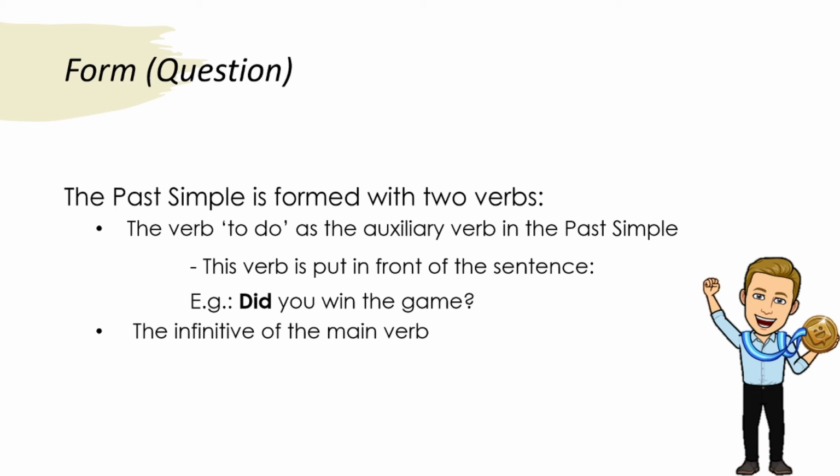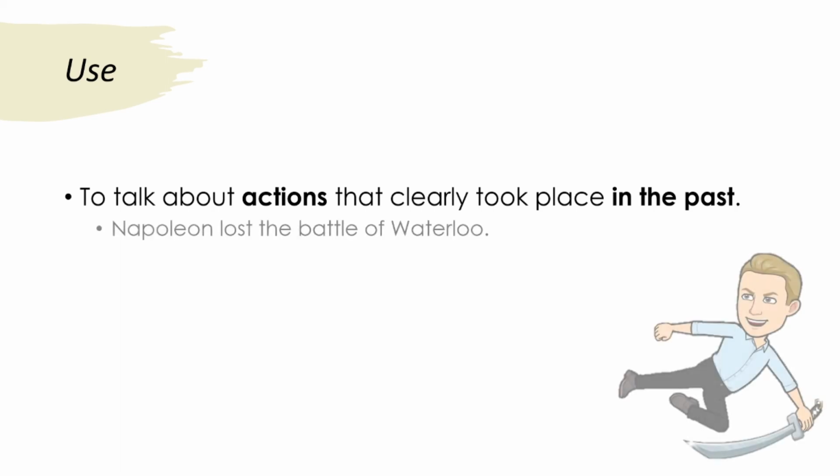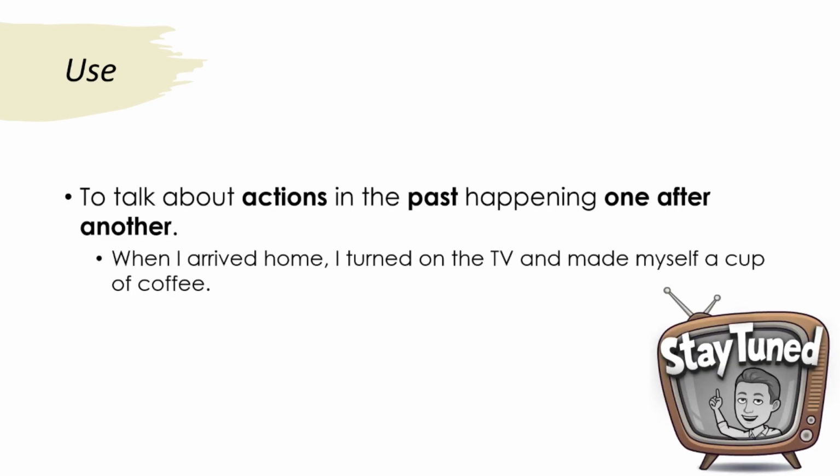Now that we understand how to form a past simple, it is also important to know when to use it. And we have three reasons for this. To talk about actions that clearly took place in the past. Napoleon lost the Battle of Waterloo. To talk about actions in the past happening one after another. When I arrived home, I turned on the TV and made myself a cup of coffee.